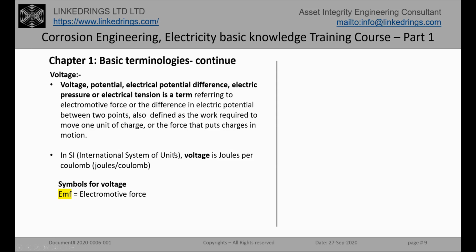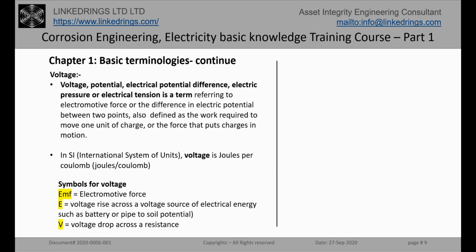The symbols of the voltage: normally we use 3 symbols, EMF, capital E, and V. EMF is electromotive force. E is for voltage rise, such as when we have a battery or a potential source, so we refer to it with capital E. V we use when we have a voltage drop, like when we have a resistance and there is a voltage drop across this resistance. So we use the term V.